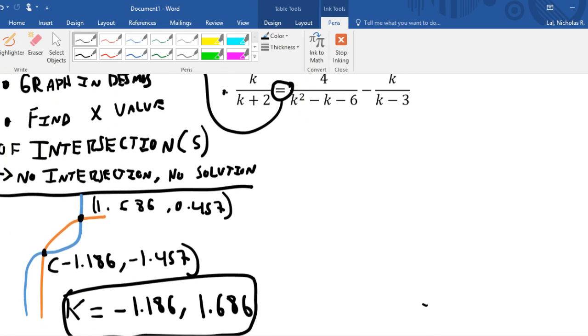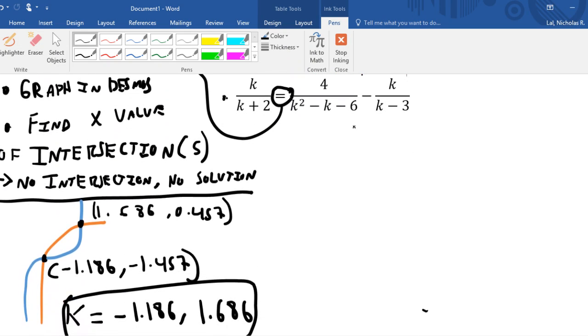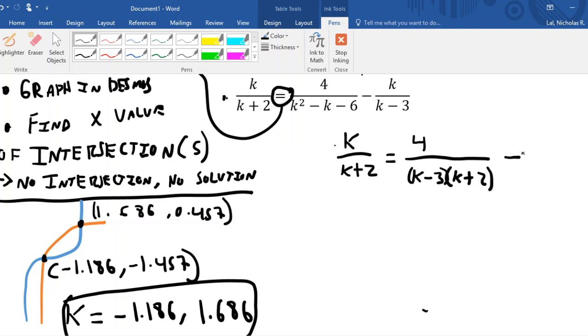All right, you guys want me to solve this a traditional way as well? Yes? All right, let's do it. So what I need to do is first find the common denominator. So first of all, this becomes k over k plus 2. What does k squared minus k minus 6 factor into? So yeah, k minus 3, k plus 2, minus k over k minus 3.